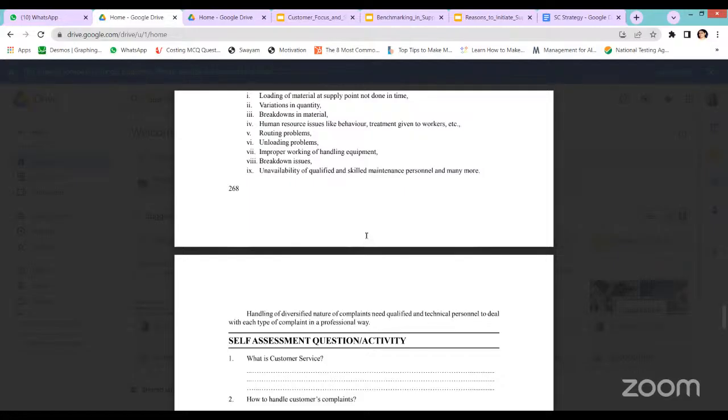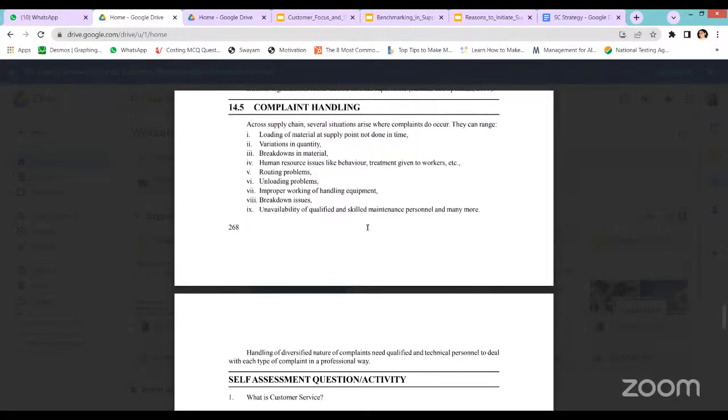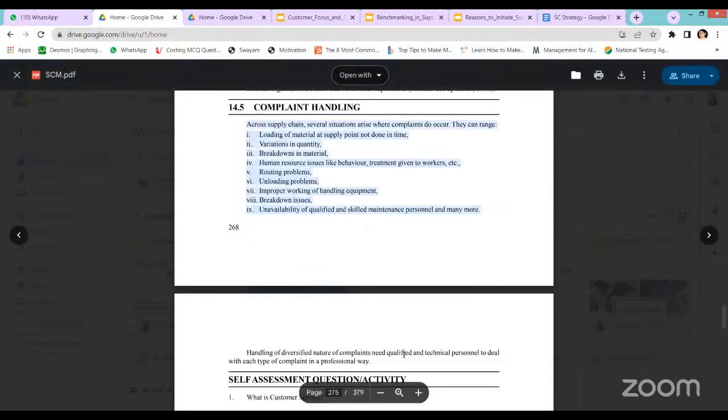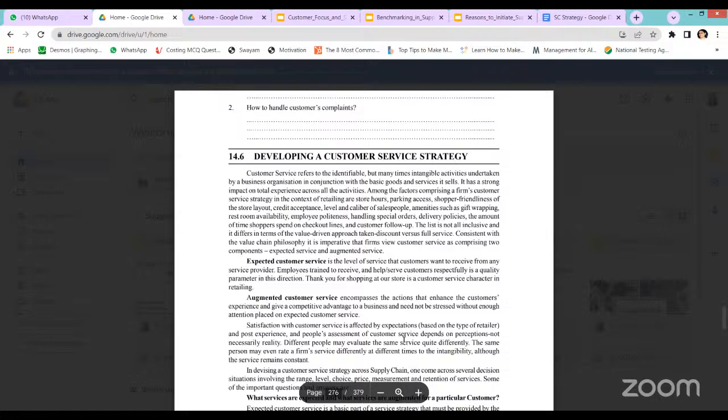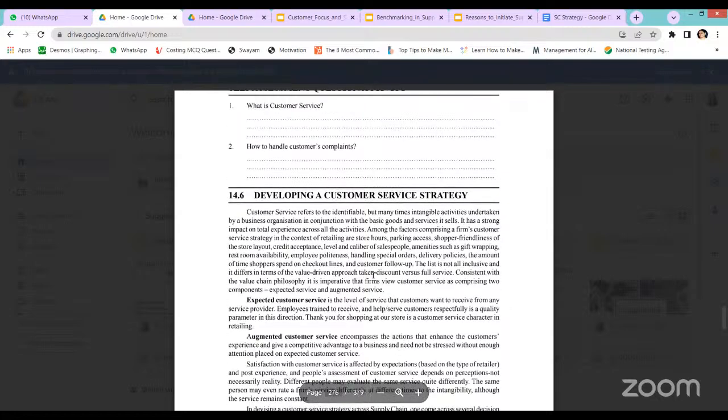Next one is complaint handling. What is complaint handling, and how a company handles its complaints? Then you are supposed to write self-explanatory. Okay, and you can expect this complaint handling in short answers.